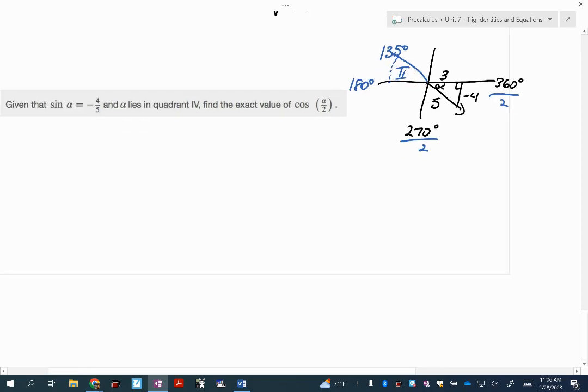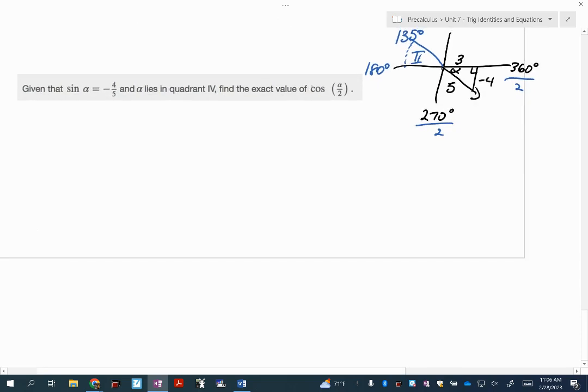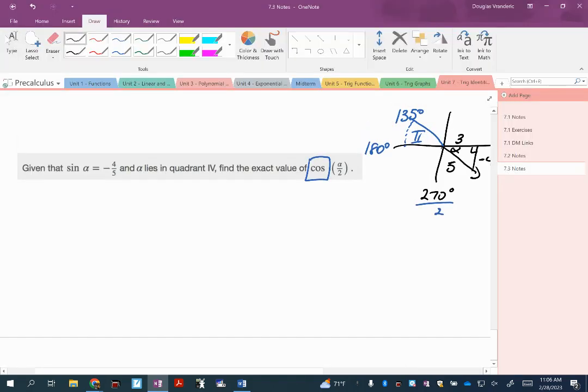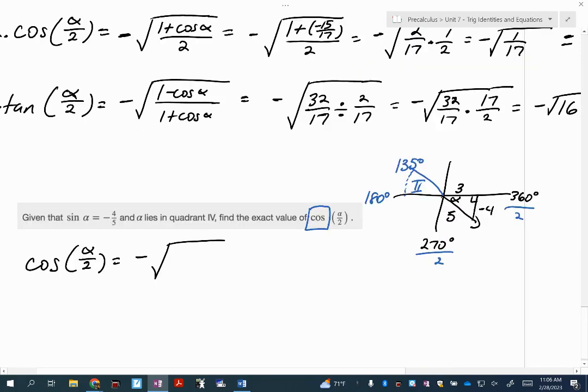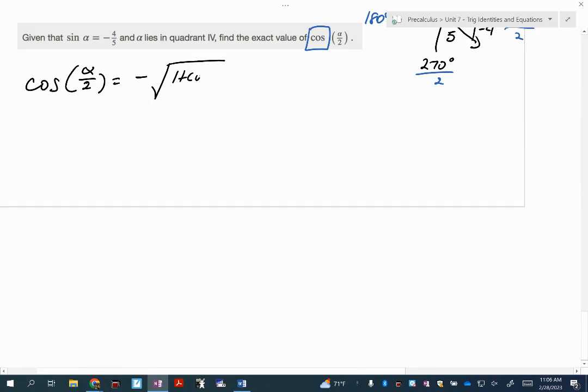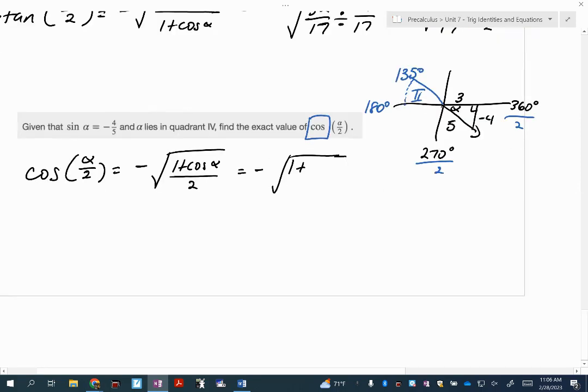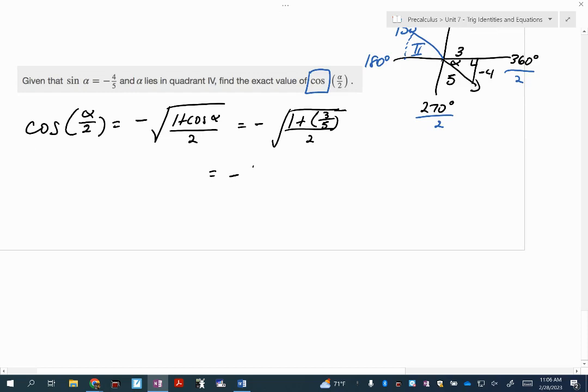So just like the previous one, we'll be focused on quadrant 2, where cosine of an angle in quadrant 2 is going to be negative. So I'll make sure to choose the negative version of my half angle identity. So it's going to be the negative version of the square root of 1 plus the cosine of alpha over 2. So let's plug in what we know. We know that the cosine is going to be the adjacent side, so 3 over the hypotenuse of 5, so 3/5, over 2.